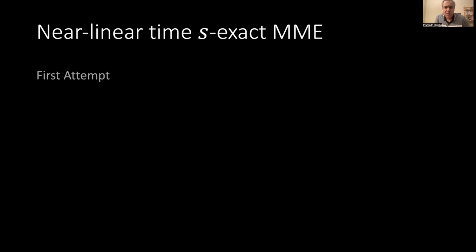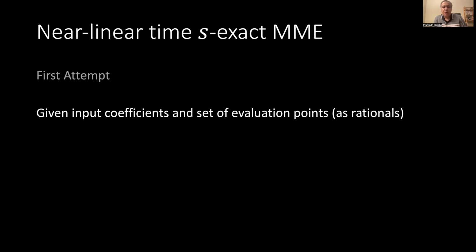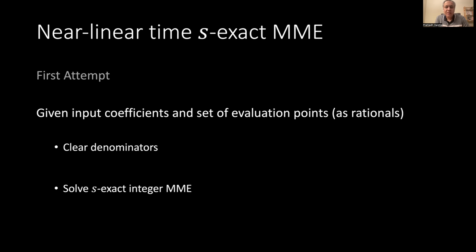So let's begin by trying to solve the S-exact MME for rationals. Given the first 2 papers in this series, we'll assume we have nearly linear time MME algorithms for prime fields. Given this assumption, there's a very natural algorithm to do the S-exact MME over rationals. Given all the input coefficients and the set of evaluation points as rationals, we first clear the denominators and then solve the S-exact MME over integers. Notice this is over integers, not over rationals.